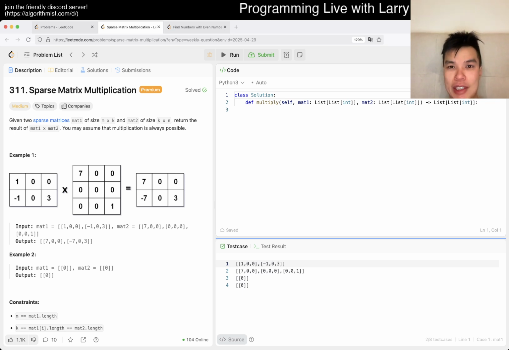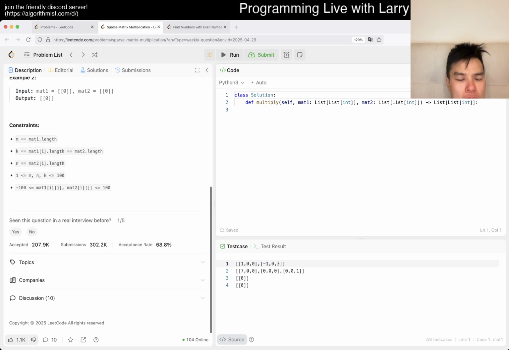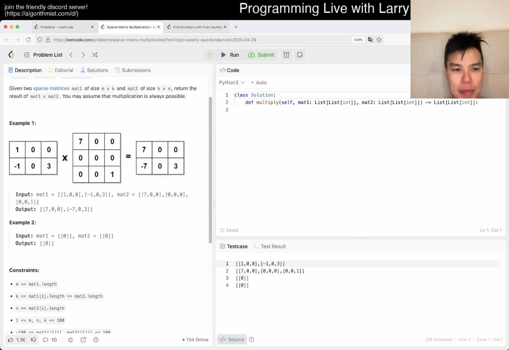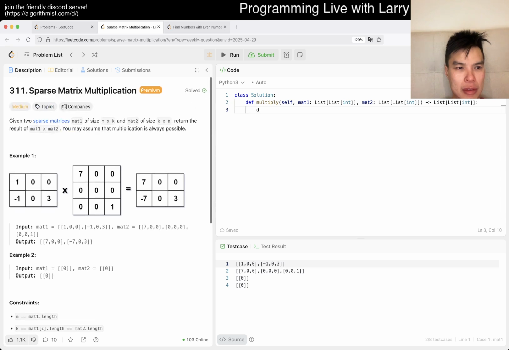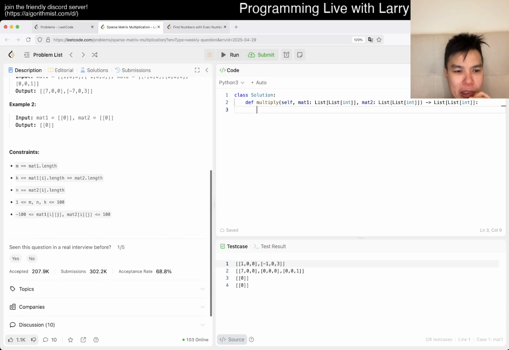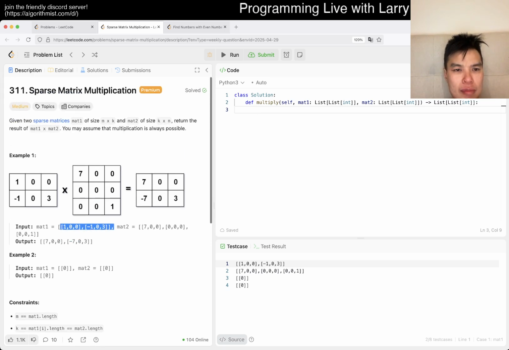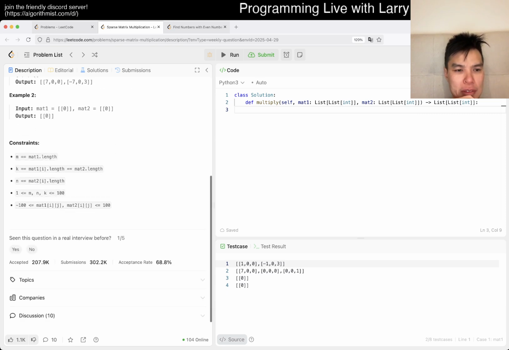Let's take a look at today's problem real quick. We have two sparse matrices and we want to multiply them. So what does this mean? Let's say they're not sparse. What would it look like? If they're not sparse, why does it matter that they're sparse or not? Because you have to return all the zeros, right? Or the input is in a way such that it doesn't matter. I'm so confused about this one.